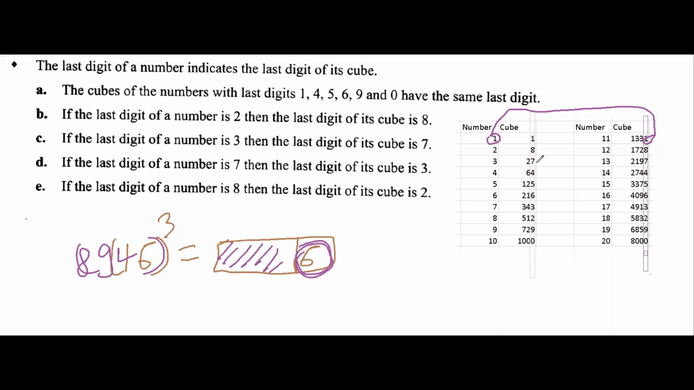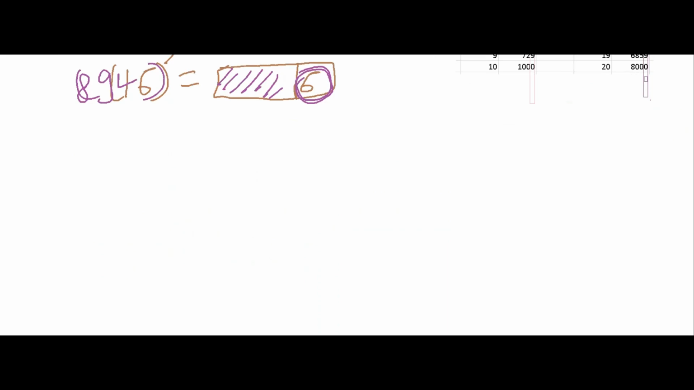If it is 3, it will be 7. If it is 4, it will be 4. If it is 5, it will be 5. If it is 6, it will be 6. If it is 7, it will be 3. If it is 8, it will be 2. If it is 9, it will be 9. If it is 0, it will be 0. Hope you have understood. Let me explain again.